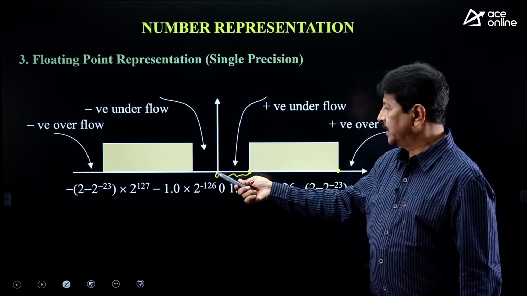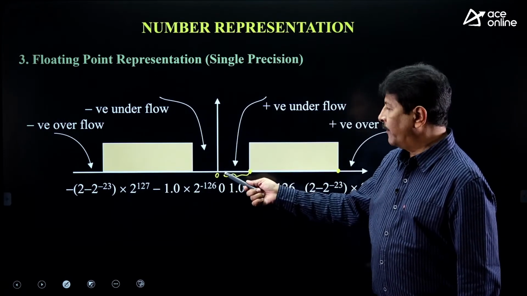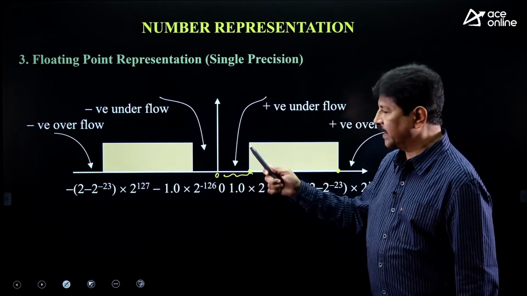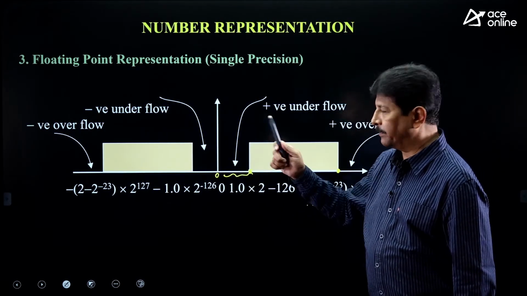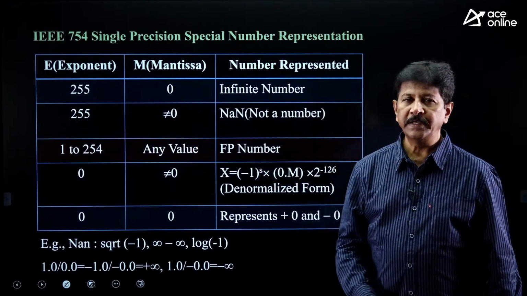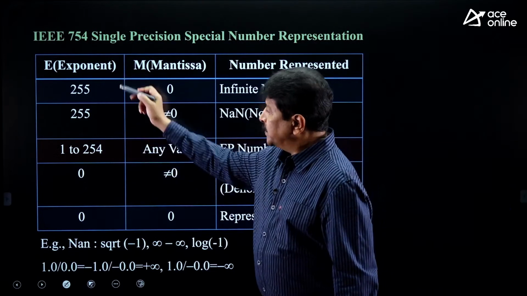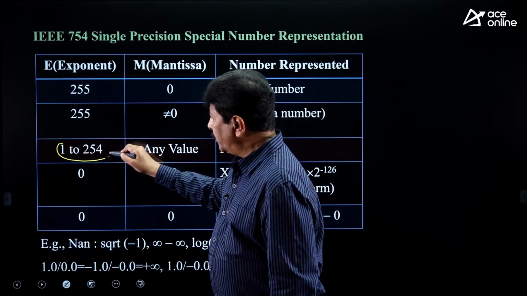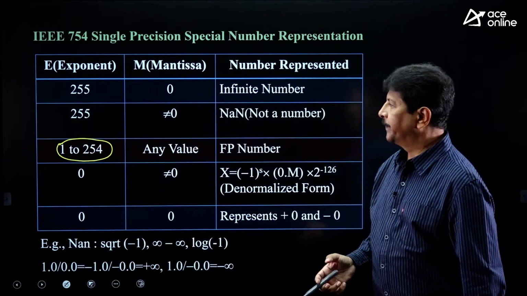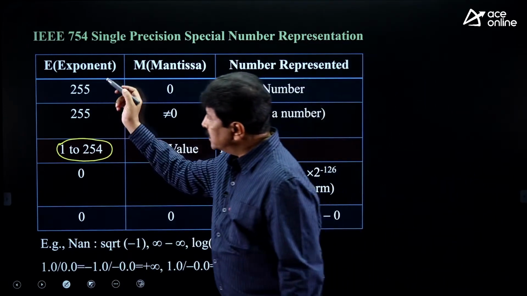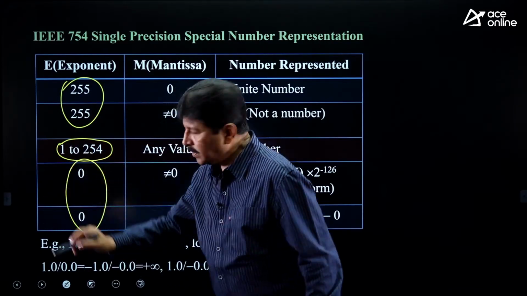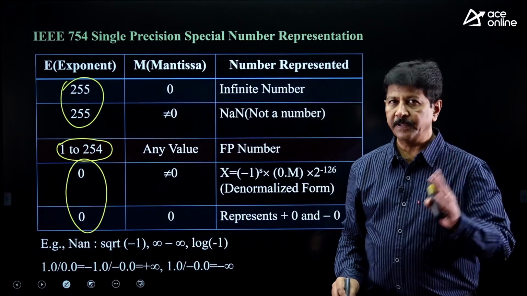0 is shown as a special number, and also the value smaller than the minimum value. This is also shown as a special number called a denormalized number. Okay, right. Now let me show what the table for this is. The exponent from 1 to 254, I use it for normal floating point numbers. I think you might be knowing that. But whenever exponent is 255 or whenever exponent is 0, then it is going to represent special numbers.